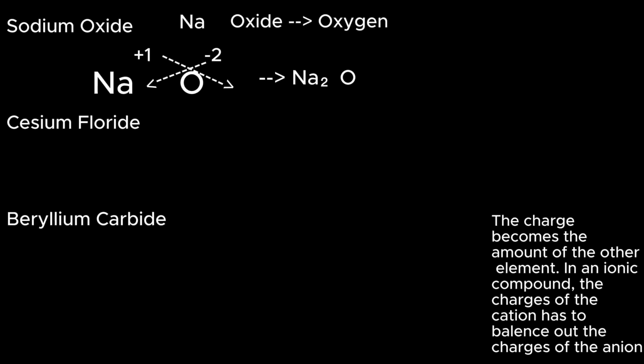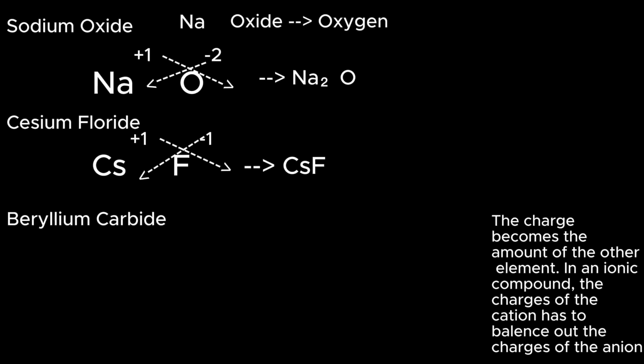Now let's do another example. So in calcium fluoride. Well, calcium, this is element 55, Cs, and it has a charge of +1. Fluoride, well, this is just fluorine, and fluorine has a charge of -1. So we have Cs +1, F -1. And using the same method we did before, we're just going to get CsF.